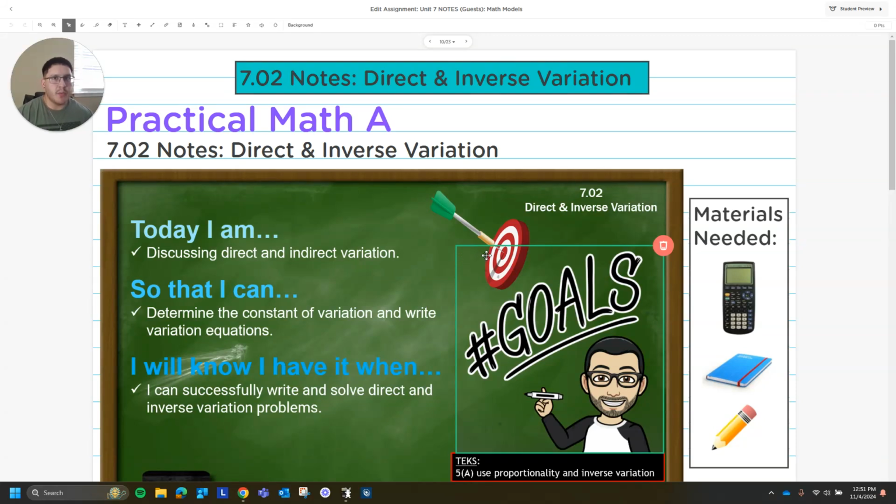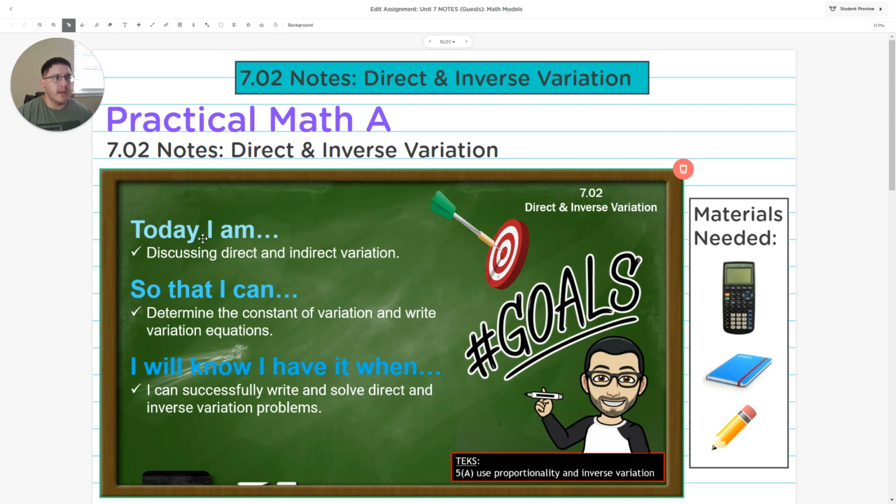This is section 7.02 of the Unit 7 notes, direct and inverse variation. Today you are the student, discussing direct and inverse variation so that you can determine the constant of variation and write variation equations. You will know you have it when you can successfully write and solve direct and inverse variation problems. The specific TEKS we're looking at for today's lesson is 5A.